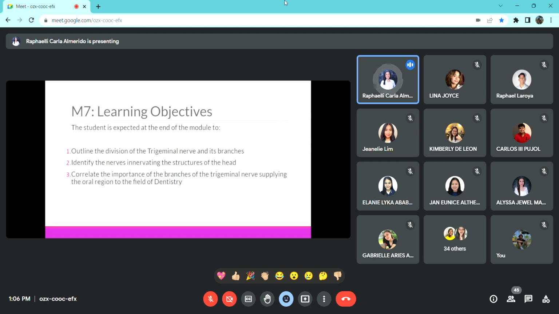So these are the objectives for this module. One, you are expected that at the end of this module, you'll be able to outline the division of the trigeminal nerve and its branches. Number two, identify the nerves innervating the structures of the head. And number three, correlate the importance of the branches of the trigeminal nerve supplying the oral region, okay, to the field of dentistry.